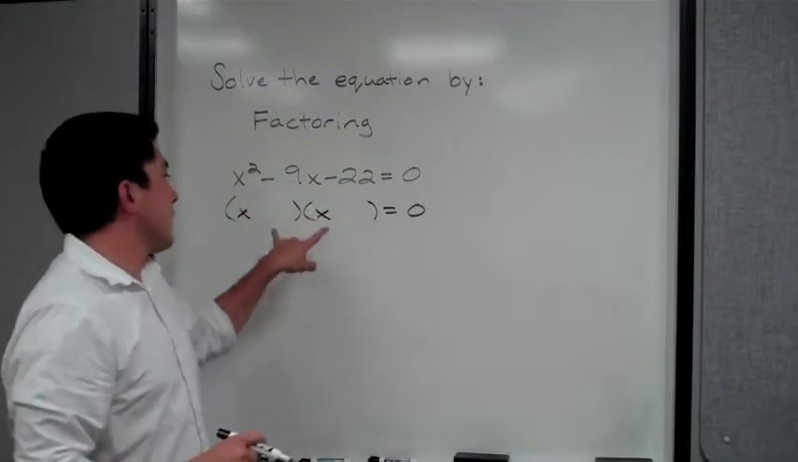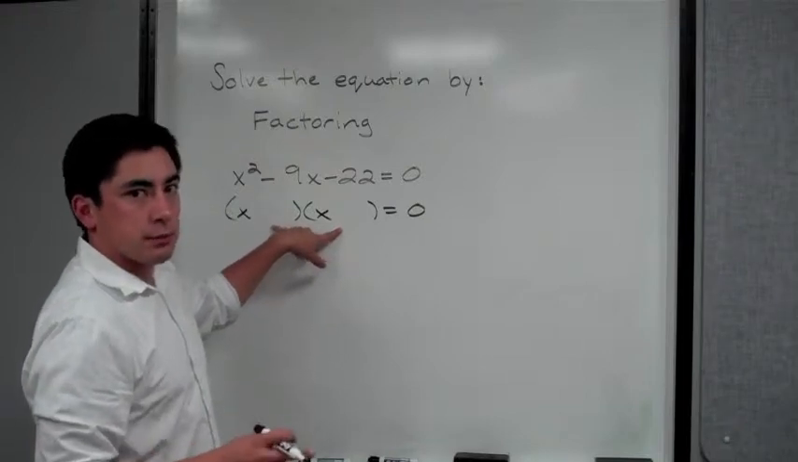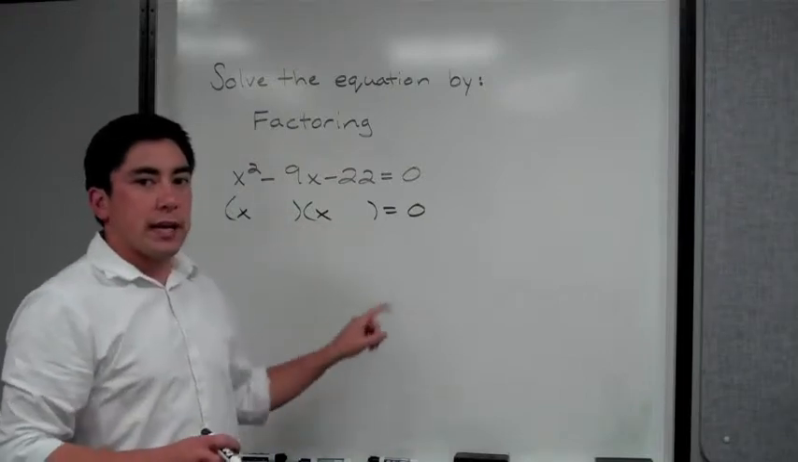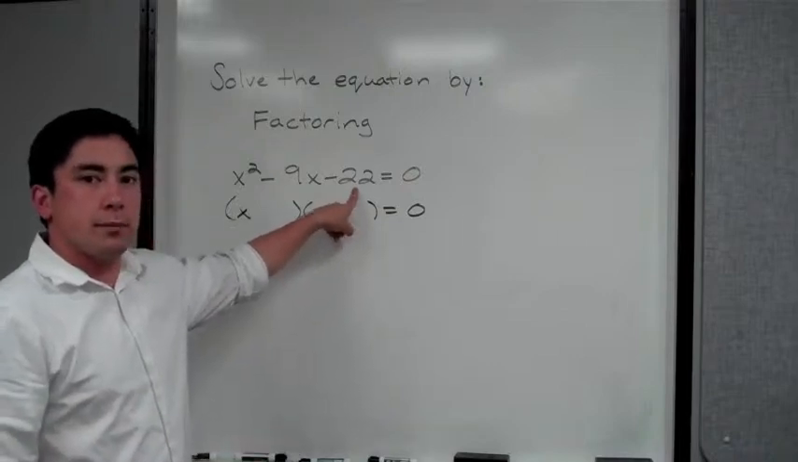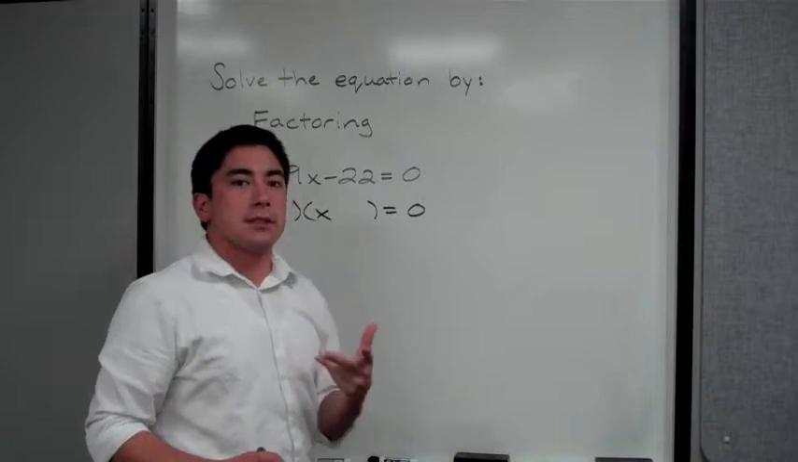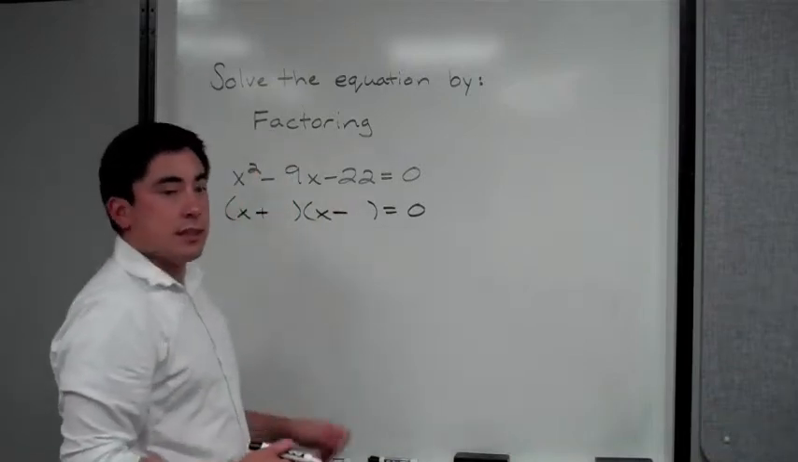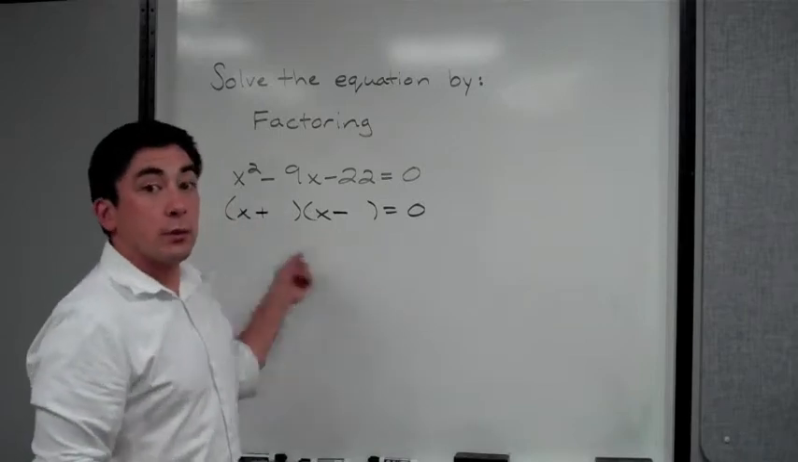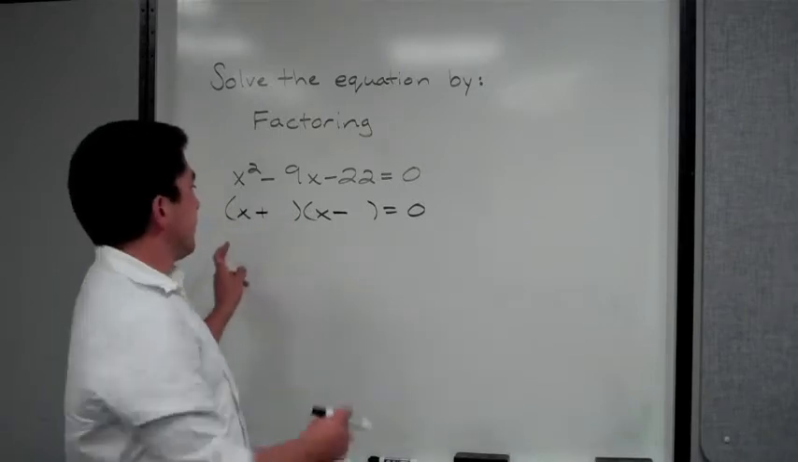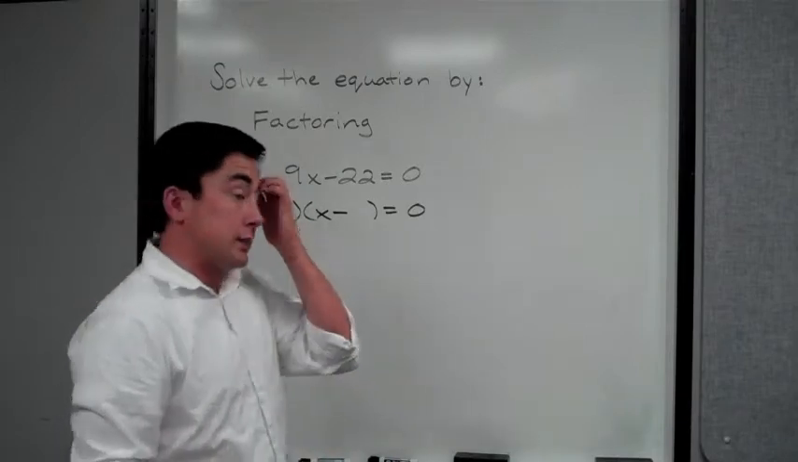Now next I want you to figure out your symbols. It's going to be plus minus, minus plus, plus plus, or minus minus. The way you figure that out is you look at this final term here. If it's negative, you're going to use opposite symbols. So in this case, you have a plus and a minus. If the front terms are the same, like 1x and 1x, or 2x and 2x, it doesn't matter which one gets the plus and which gets the minus.